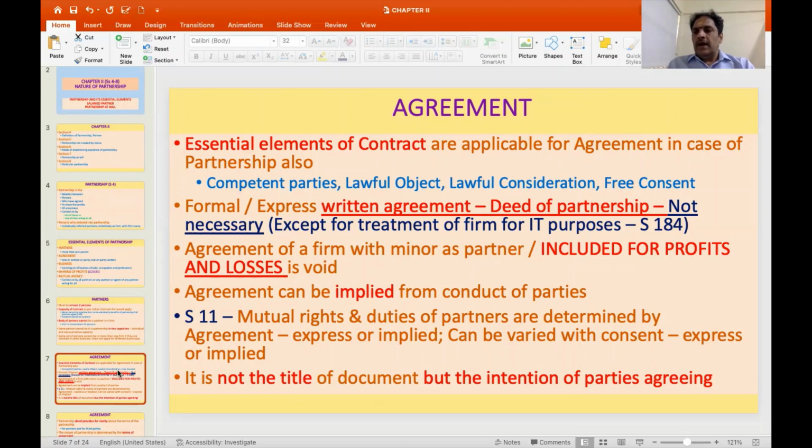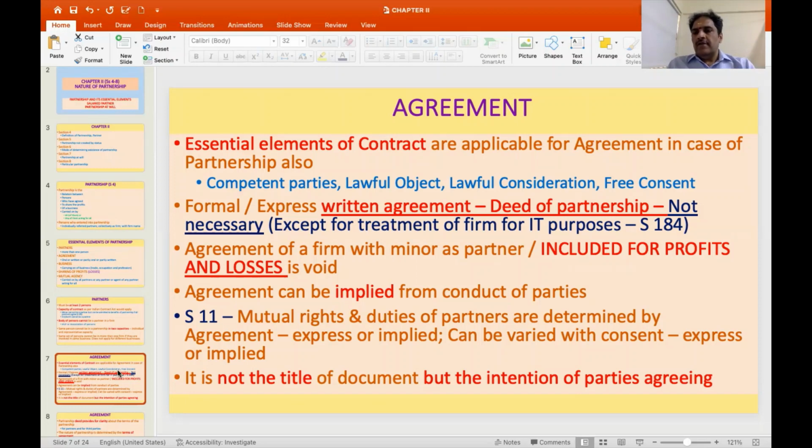That is, it has to be between competent parties, for a lawful object, with lawful consideration and free consent, without mistake, misrepresentation, fraud, coercion, undue influence, etc. So those requirements need to be fulfilled insofar as this agreement of partnership is concerned also.